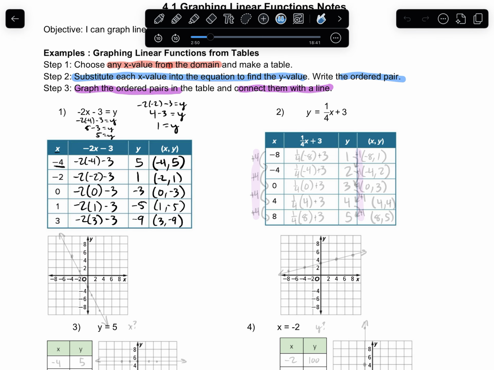So then my ordered pair that I have is -4, 5. So I'm just going to plot it really quick. -2, positive 1, 0, -3. So that's down here. 1, -5, and then 3, -9. So that's over here. Sorry, -9. And as best as I can, I'm just going to draw this line. It's not going to be drawn to scale, but I did my very best. So that's what the graph would look like.